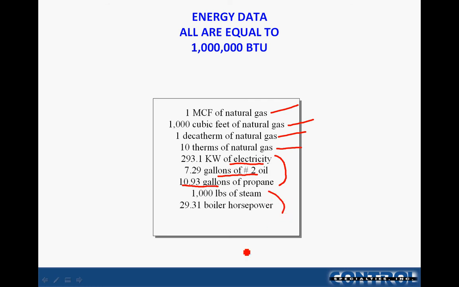These last two pieces of information here are handy conversions that you may want to keep in the back of your mind if you were looking at the operations of a boiler, so you can look at the amount of steam being put out for boiler horsepower, and also the number of horsepower required to make 1,000 pounds of steam.